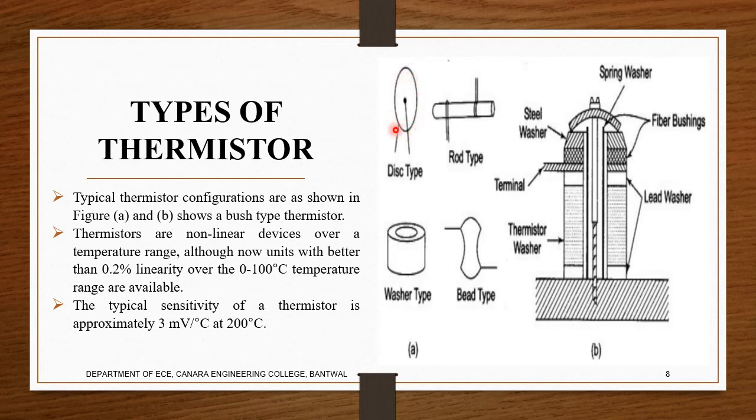This disc is 10 millimeter in diameter, and usually they are used for temperature control. These thermistors are made by pressing thermistor material under several tons of pressure in a round die to produce flat pieces.